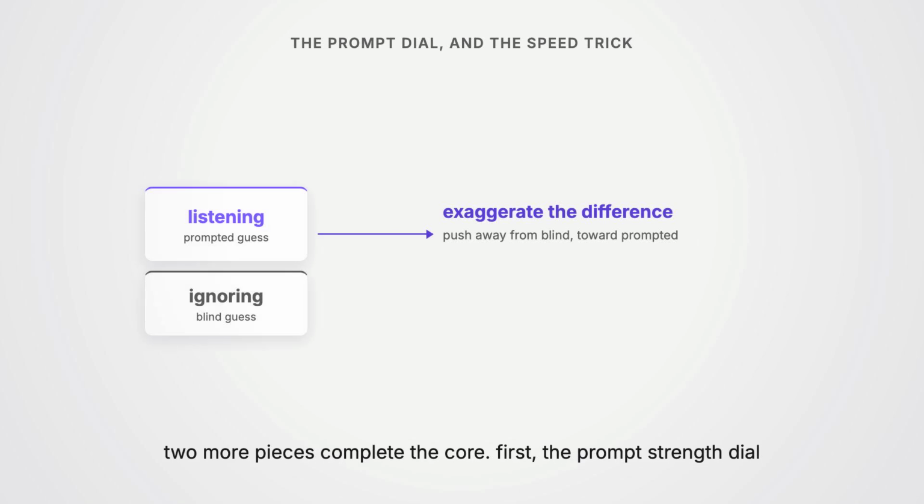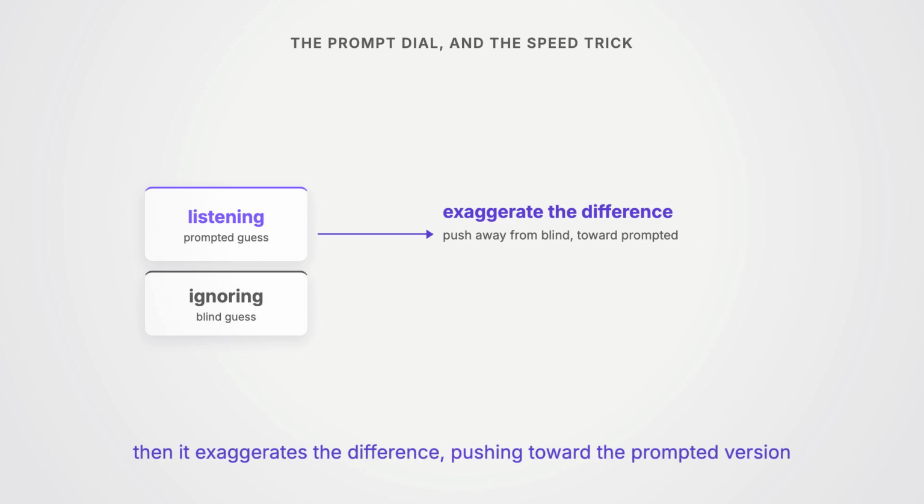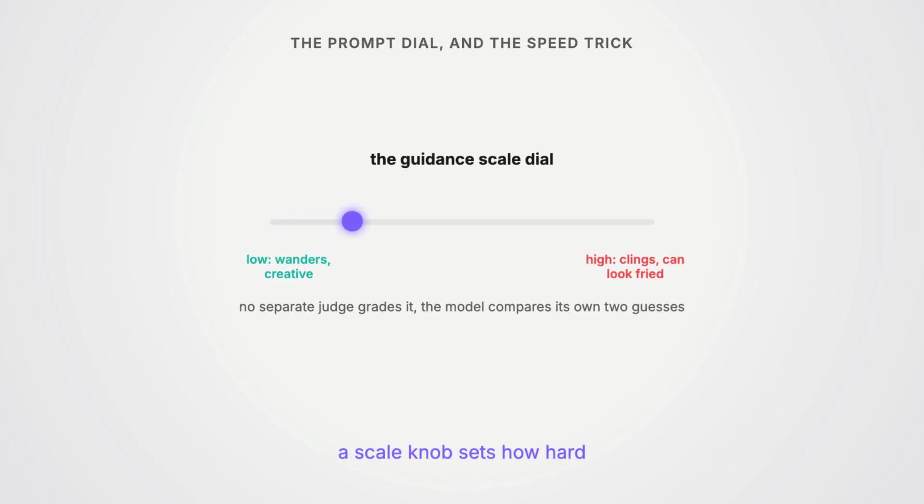First, the prompt strength dial with the standard name classifier-free guidance. At each step the machine actually denoises twice, once while listening to your prompt and once while ignoring it completely, since it was also trained to run blind. Then it exaggerates the difference, pushing away from the blind version and toward the prompted one. A scale knob sets how hard.